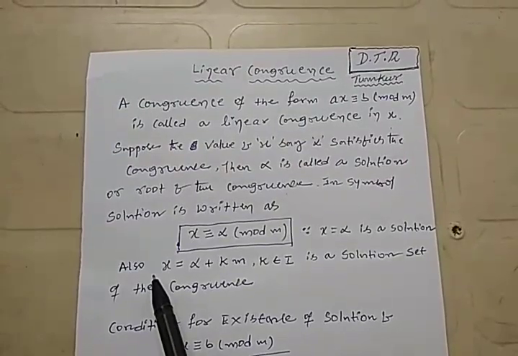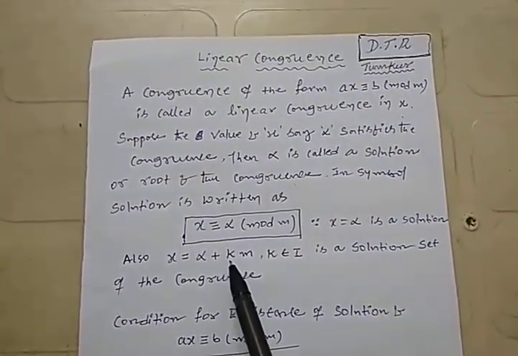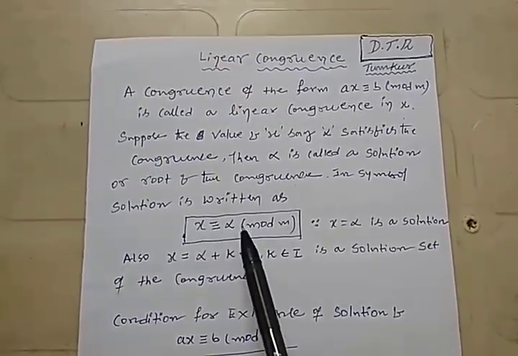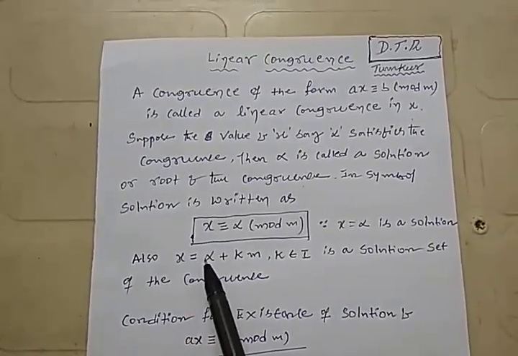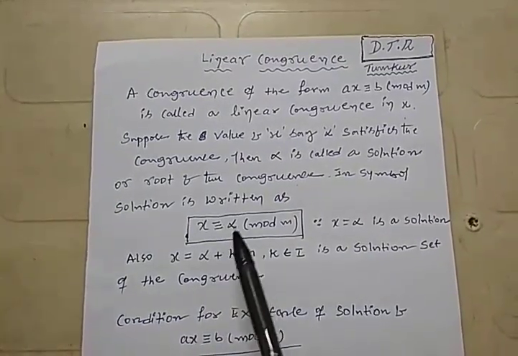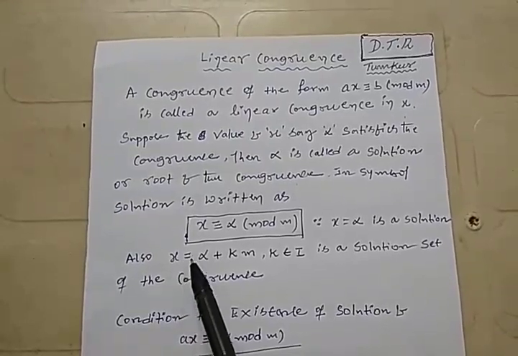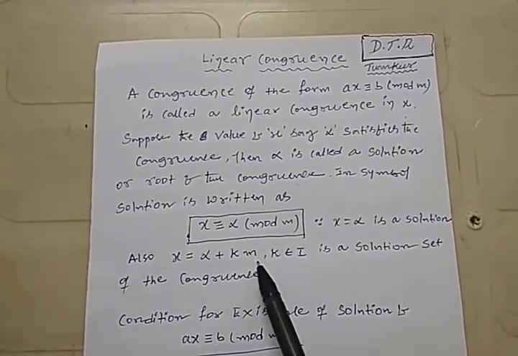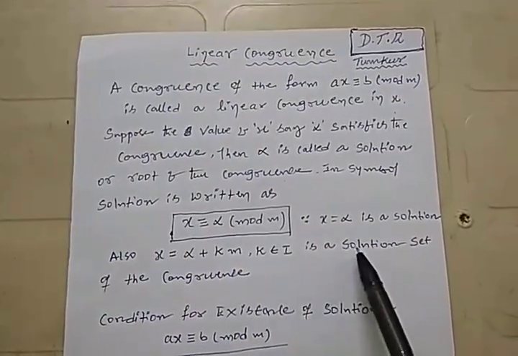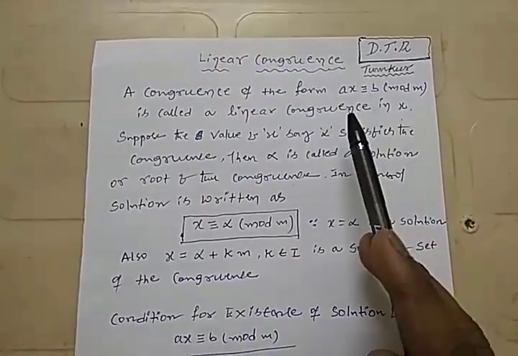Also, this congruence may have an infinite number of solutions. That solution set is written like this: x equals alpha is one of the solutions. The solution set is written as x equals alpha plus k times m, where m is the mod value and k is an integer. This is the solution set, or we can call it the general solution of this congruence.